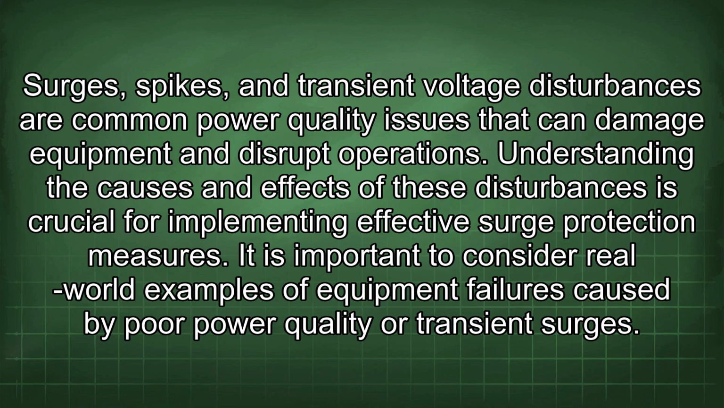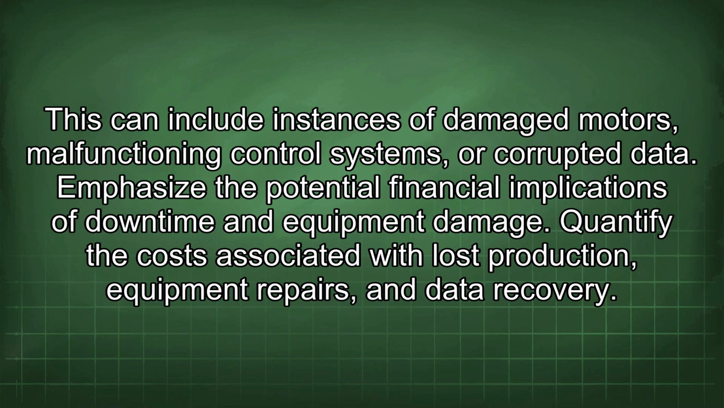It is important to consider real-world examples of equipment failures caused by poor power quality or transient surges. This can include instances of damaged motors, malfunctioning control systems, or corrupted data. Emphasize the potential financial implications of downtime and equipment damage. Quantify the costs associated with lost production, equipment repairs, and data recovery.